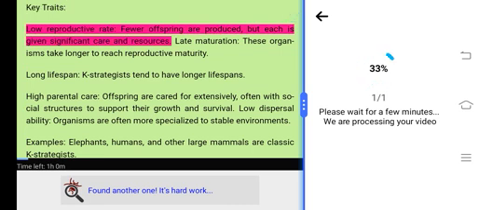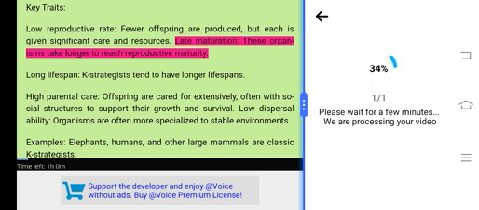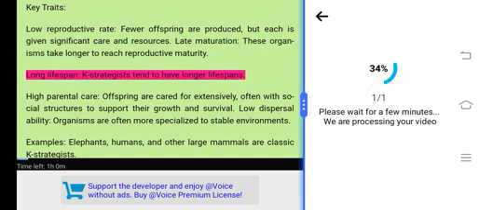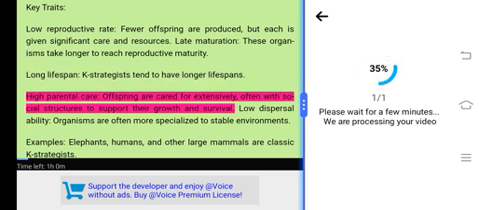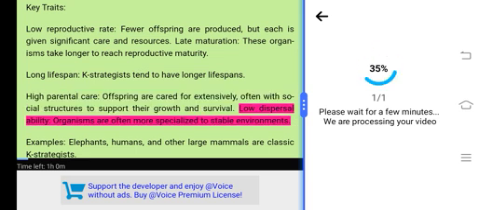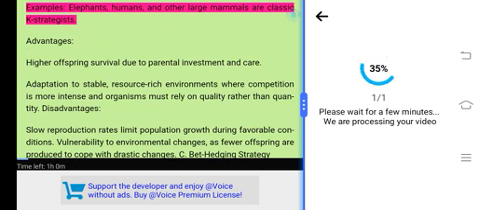Low reproductive rate. Fewer offspring are produced, but each is given significant care and resources. Late maturation. These organisms take longer to reach reproductive maturity. Long lifespan. K strategists tend to have longer lifespans. High parental care. Offspring are cared for extensively, often with social structures to support their growth and survival. Low dispersal ability. Organisms are often more specialized to stable environments. Examples. Elephants, humans, and other large mammals are classic K strategists.